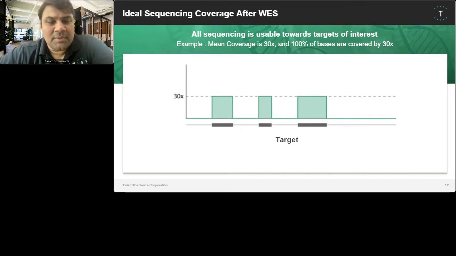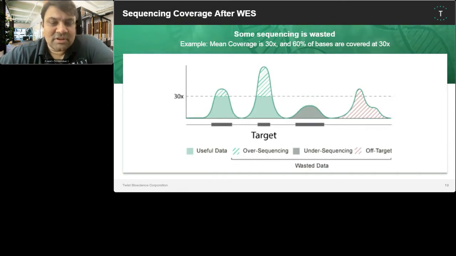uniformity, where every target that we are interested in has the same mean coverage all throughout the exome without any bias, right? This is the most ideal result that we want to look at, where every base is covered 100% and every target has a mean coverage of 30x. But necessarily this is not the case when we end up getting our sequencing data. You can see that some regions are at 30x like we have anticipated, some regions are over-sequenced and some regions are under-sequenced.